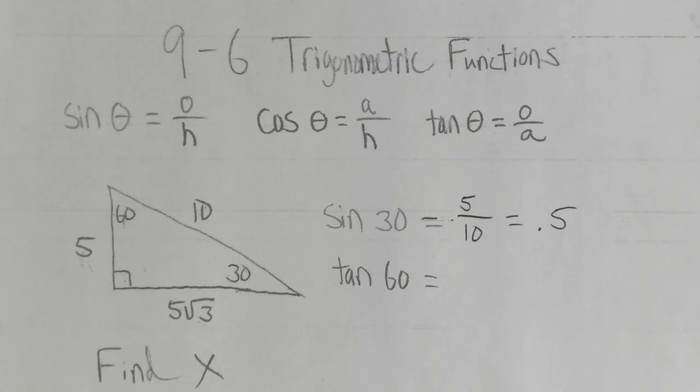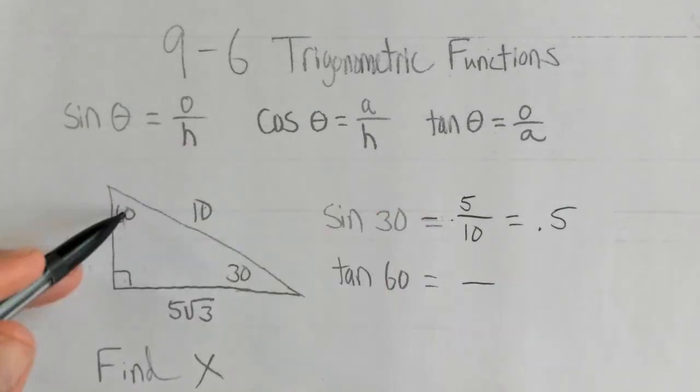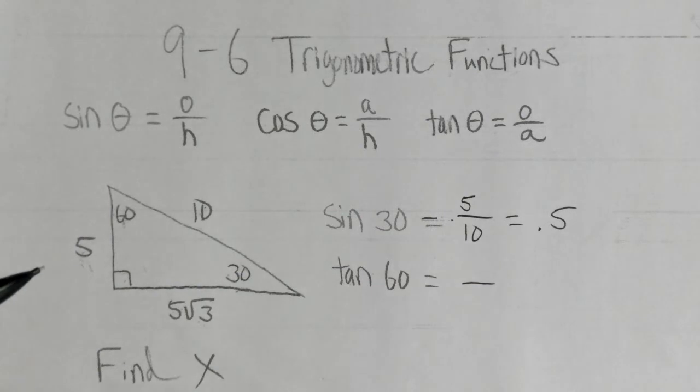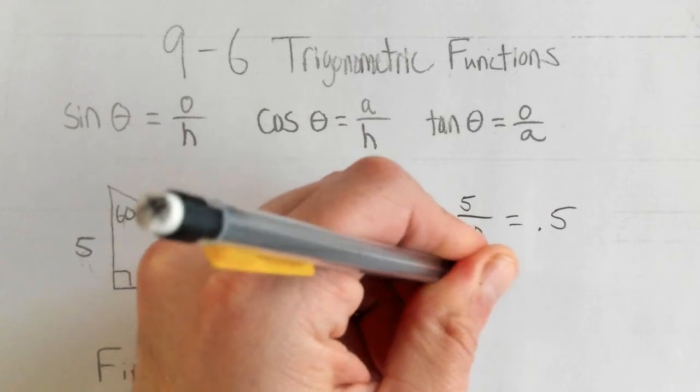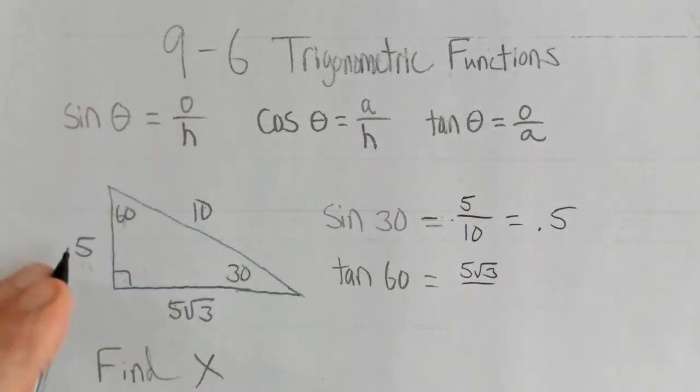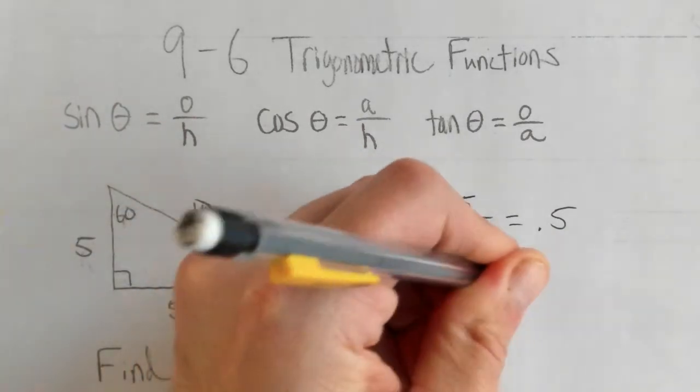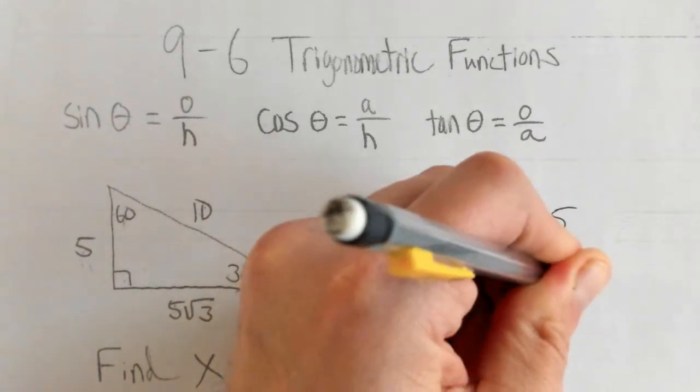Now, with the tangent of 60, remember tangent is opposite over adjacent, right? So what's the opposite side for the 60? 5 square roots of 3. And the adjacent side is 5. The 5s would cancel and leave you with square root of 3.